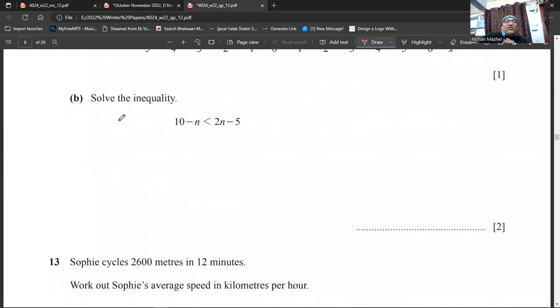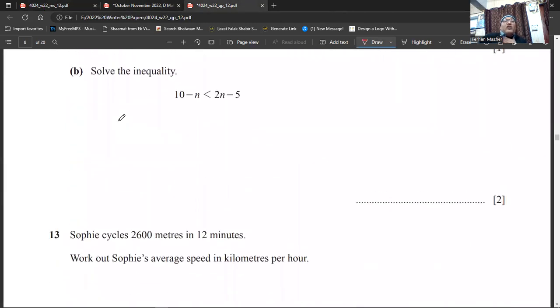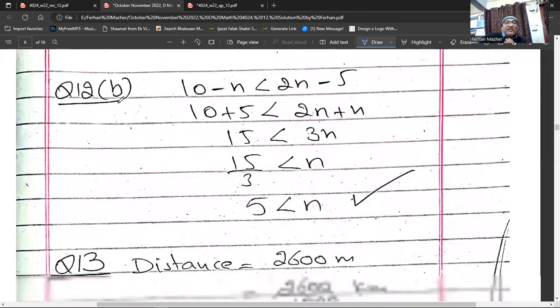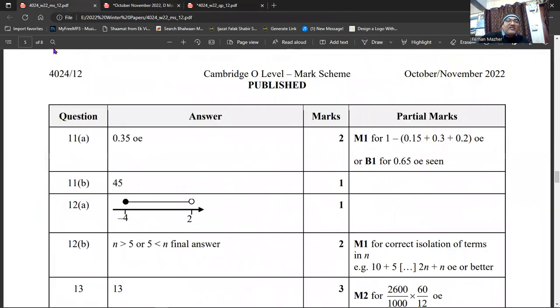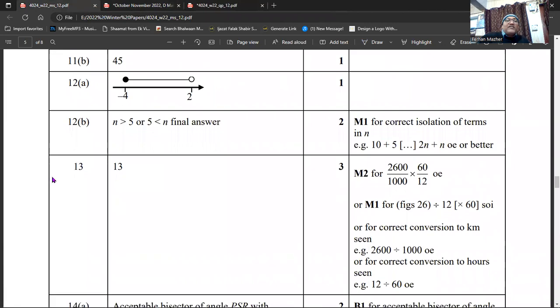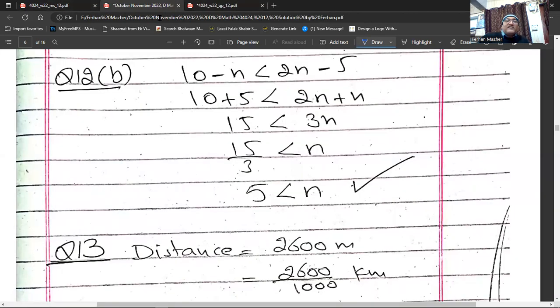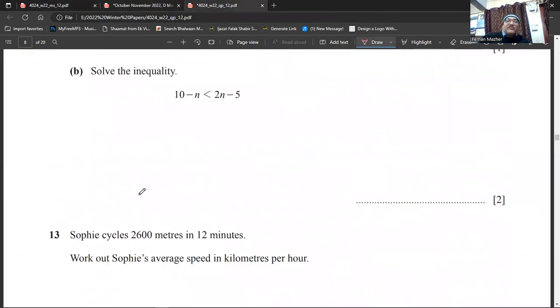So question number 12, B part, he says, solve this inequality. So very simple, bring the n on one side of the inequality. So 10 plus 5 is less than 2n plus n. So 15 less than 3n. So 15 divided by 3 less than n. So 5 is less than n. So in other words, n is more than 5. n is more than 5, so our answer is right. This is the solution. Let's go to the next question.